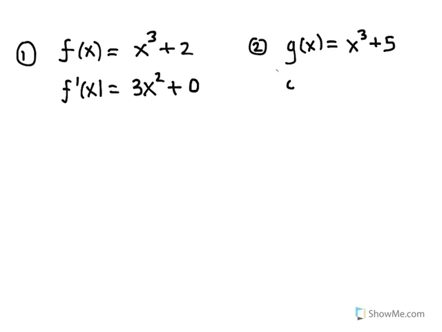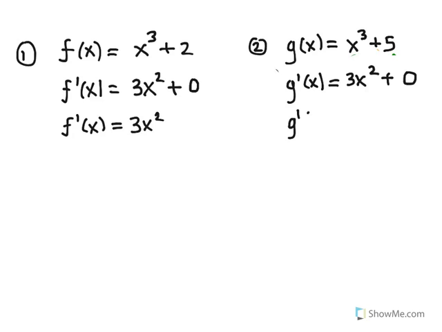And for the second problem, to find g prime of x, again, what you have here is a sum of two differentiable functions. The first function is the power function, and the second function is the constant function. So the derivative of the first function is given by the power rule, and the derivative of the constant 5 would be 0, and you have the sum of those two derivatives. So you have for number 1, f prime of x is 3x squared. And for number 2, you have g prime of x is 3x squared.